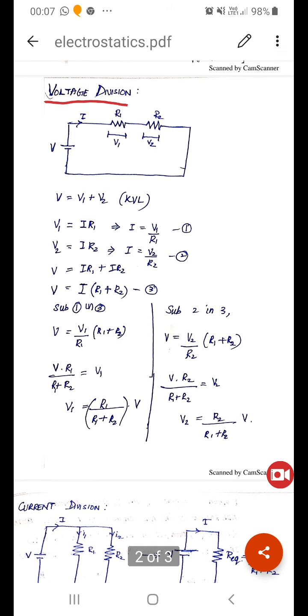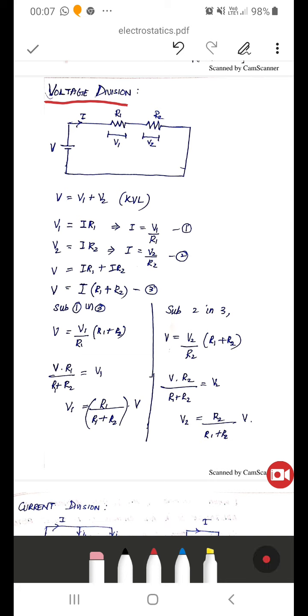Voltage division rule. Here, assume that V is the source voltage, connected to two resistors R1 and R2, and the current through the circuit is I.